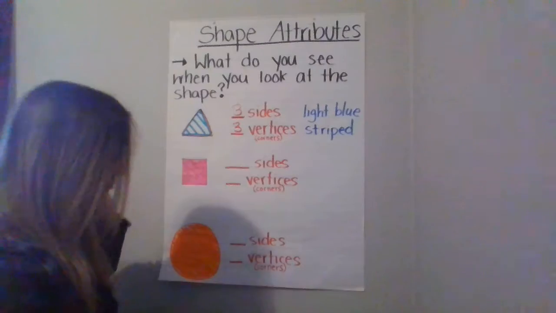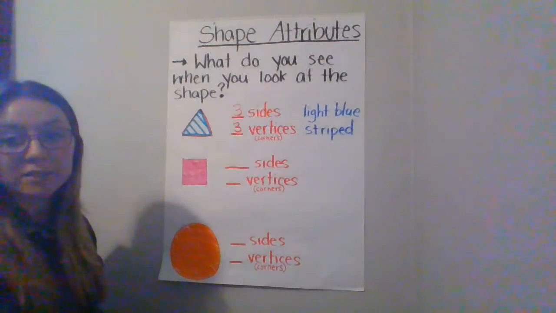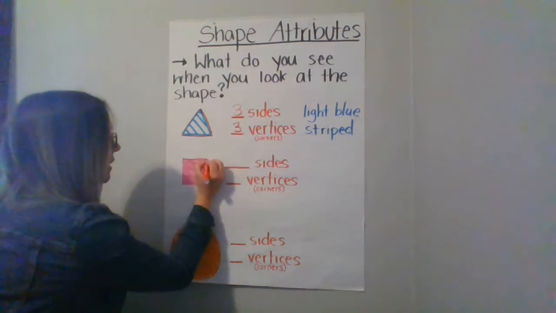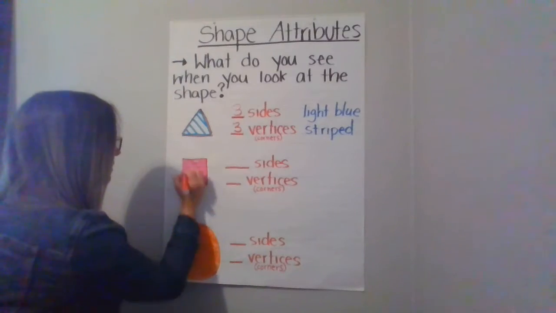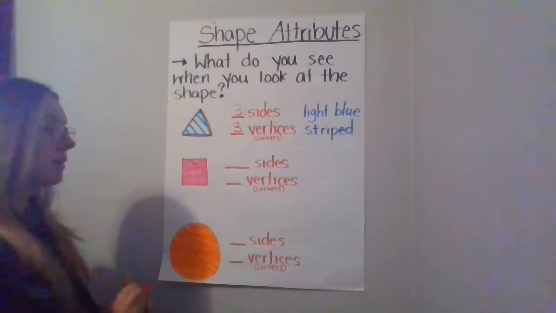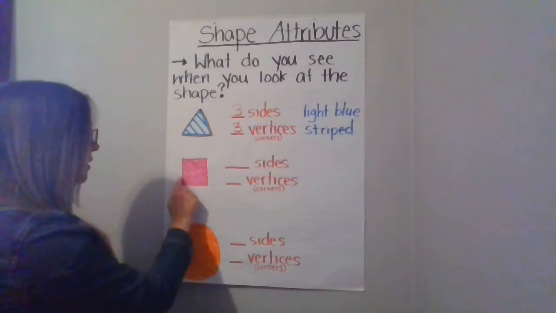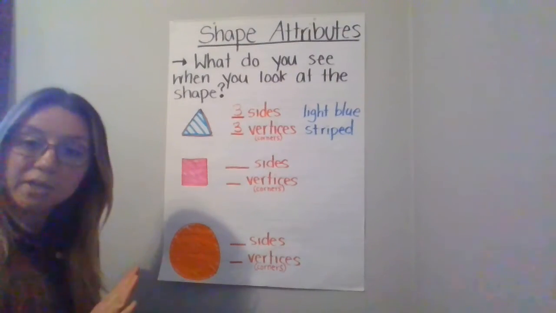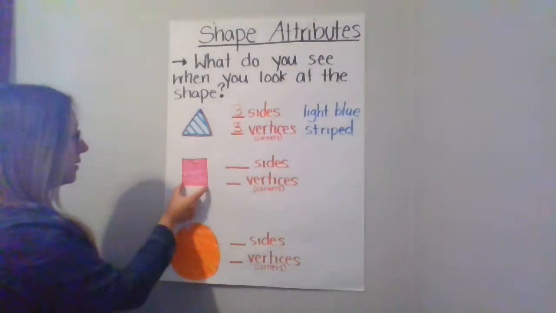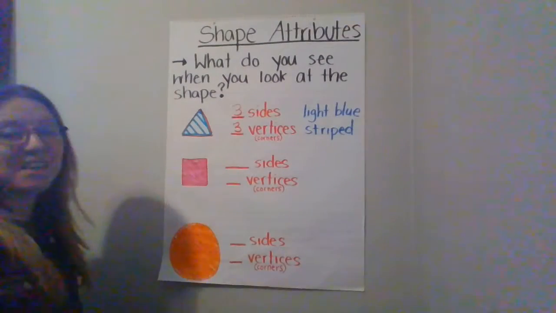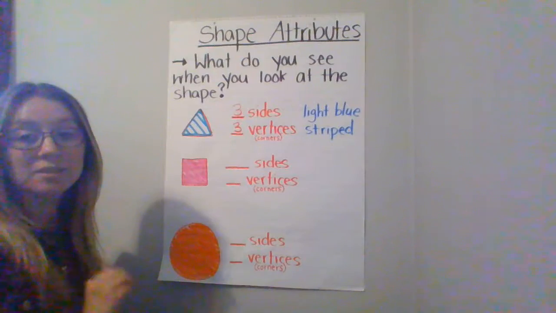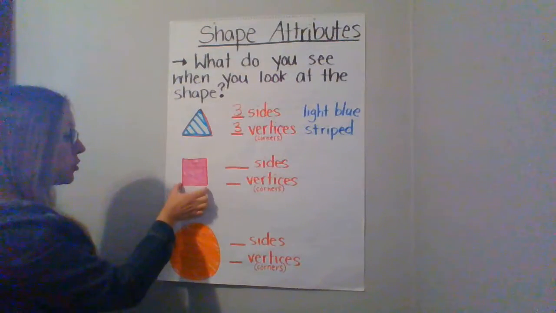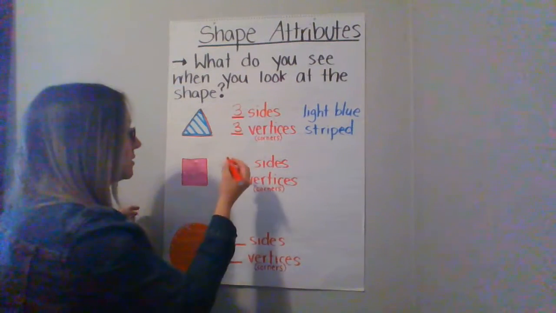This is a square. Let's first talk about the sides and the vertices because those are two very important things about a shape. Okay, so we know this is a side, this is a side, this is a side, and this is a side. Okay, so 1, 2, 3, 4 sides. Now, when we're talking about a square, there's something very important to mention. All of the sides are the same size. They're equal size. So we have 4 equal sides. There's not any that are longer or shorter. They're all the same size, and that's what makes a square so special.